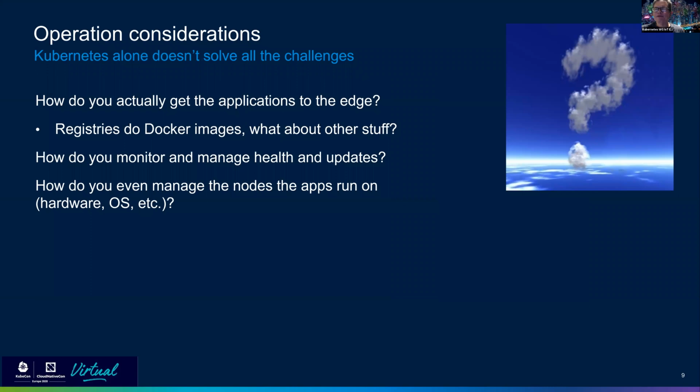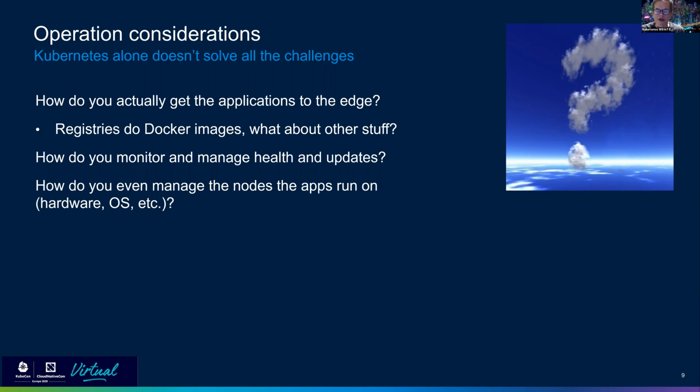But even if you take Kubernetes and take it with the CRDs to manage it, Kubernetes alone doesn't really solve all the challenges you've got. And some of the challenges I'll list here are, how do you actually get the applications to the edge? Registries can do this. Things like the Harbor project can do Docker images, but there's potentially other things you need to get to edge as well. Things like your OS images.